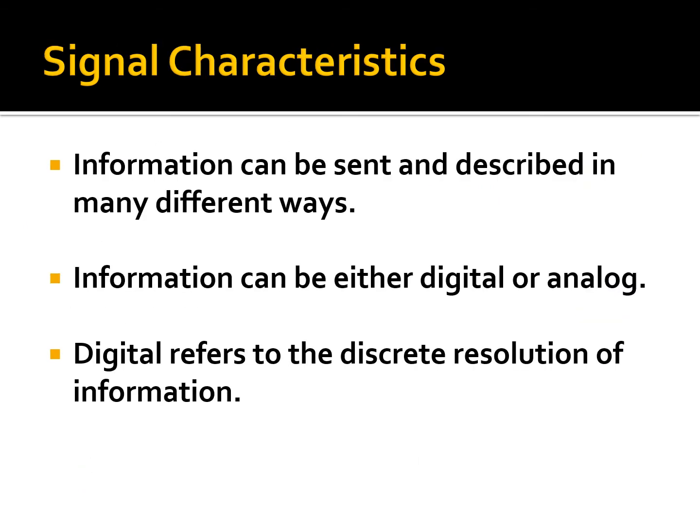So information can be sent and described in many different ways. Information could either be digital or analog. Digital refers to a discrete resolution of information. When I was in college, many, many years ago, we actually did have an analog computer, and I got to do a little programming on that. You do not see them anymore, and they are not around.